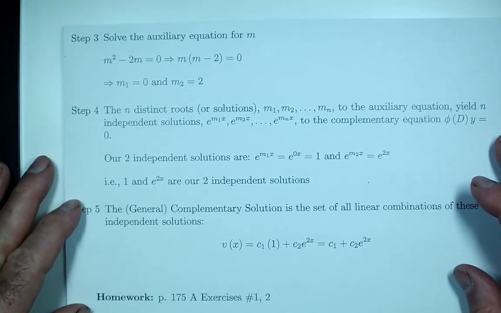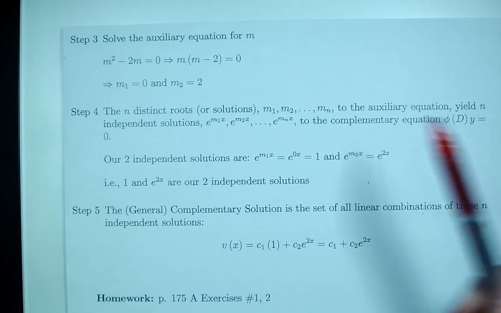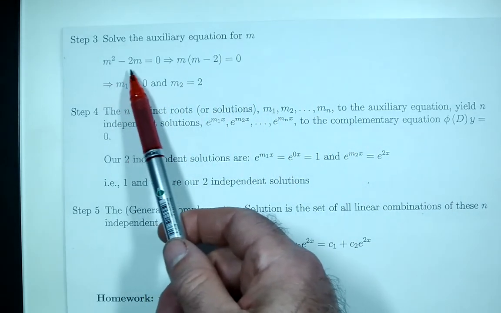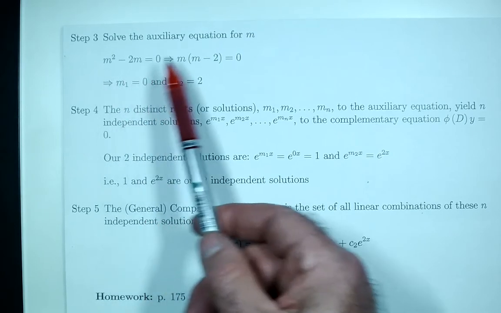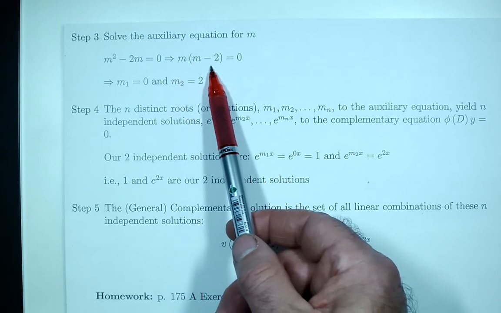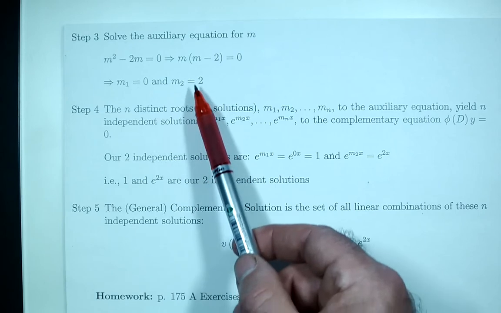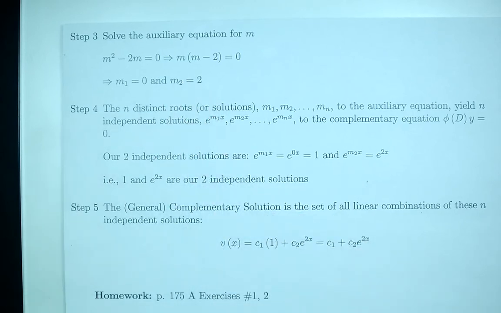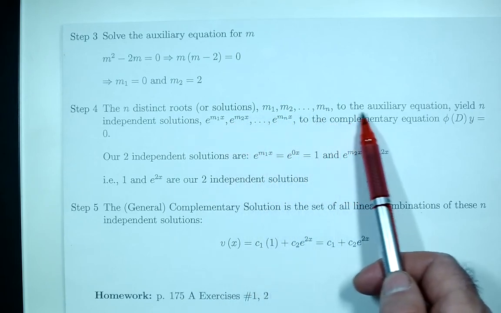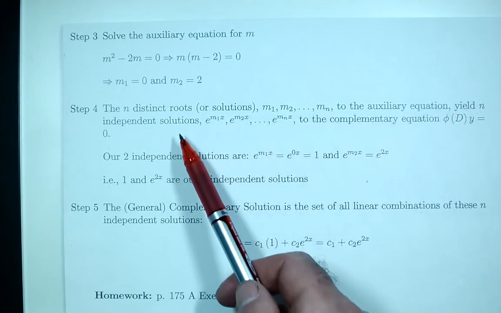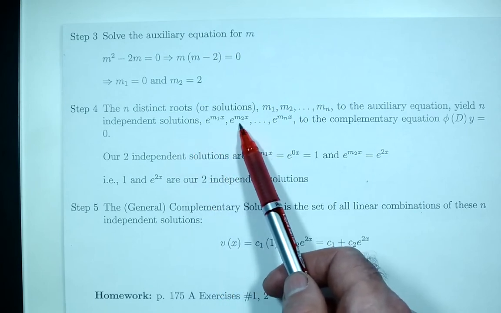So step 3, solve the auxiliary equation for m. So m squared minus 2m is 0. We have a common factor of m there, don't we? So factor out the m. And our solutions are m sub 1 equals 0 and m sub 2 equals 2. The distinct roots or solutions to the auxiliary equation yield independent solutions, e to the m1x and e to the m2x.